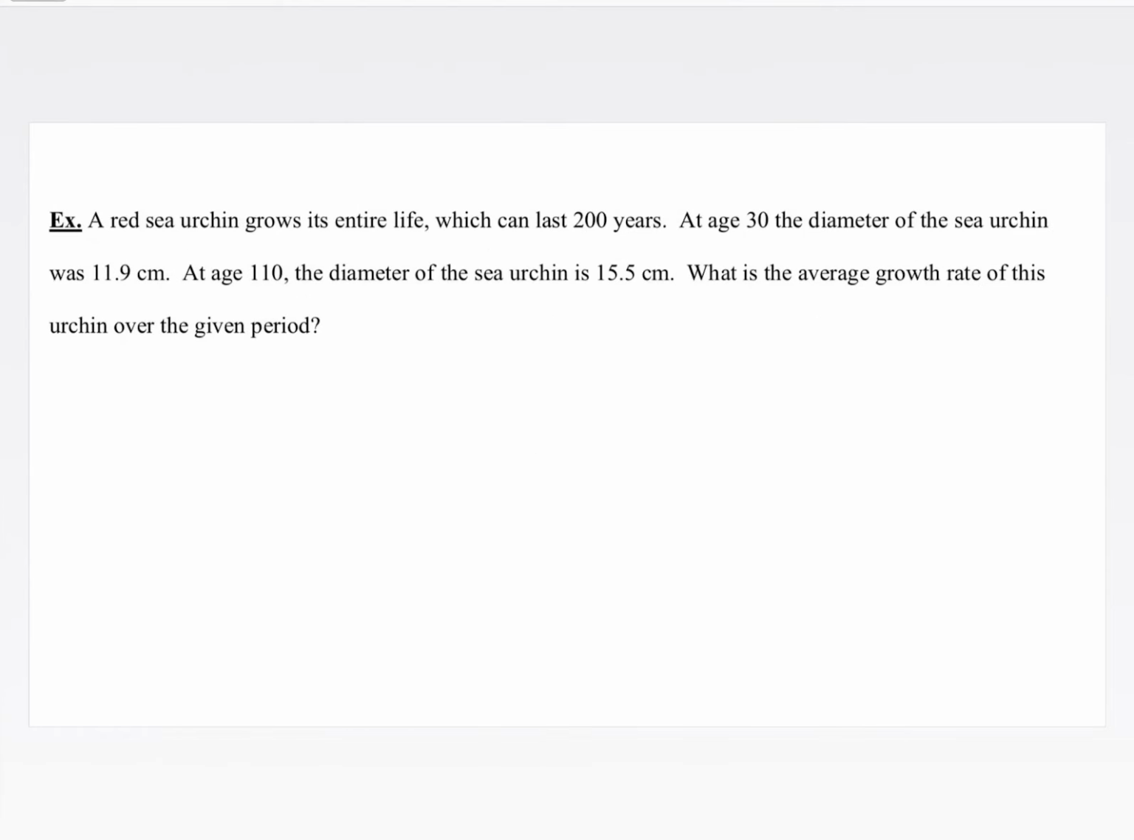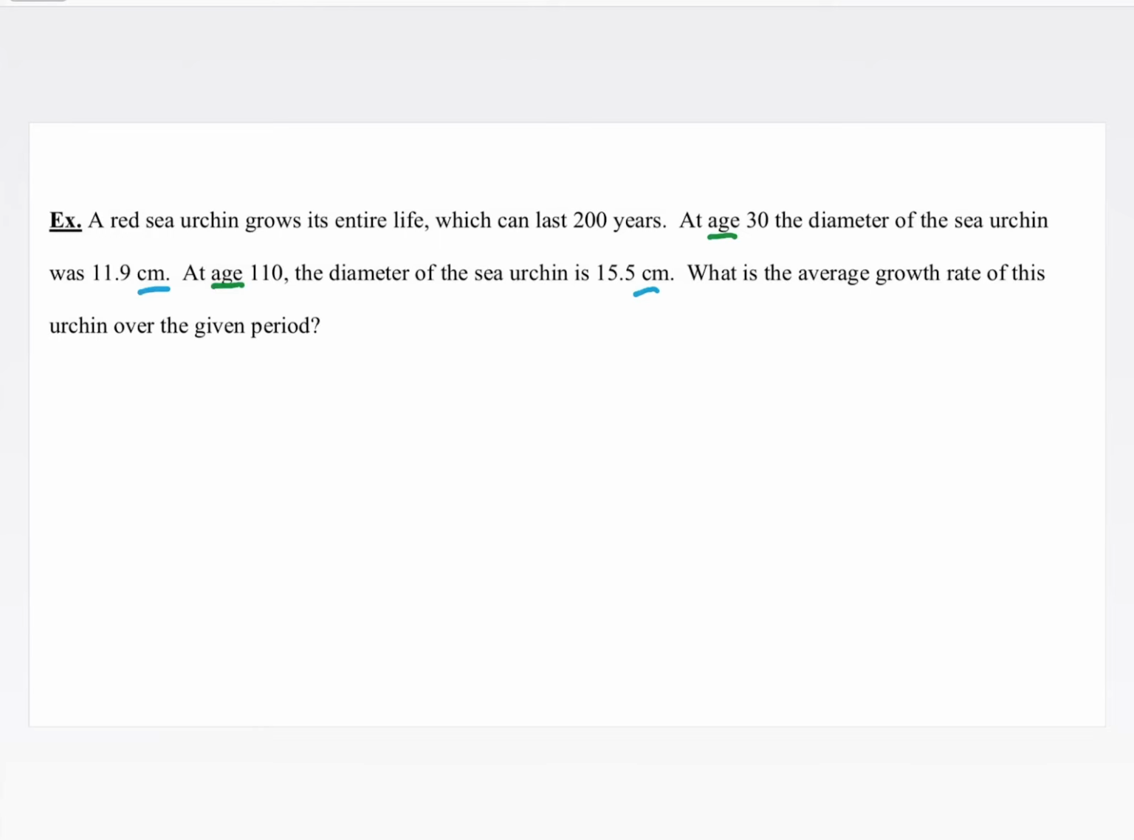So here we have an example. A red sea urchin grows its entire life, which can last 200 years. At age 30, the diameter of the sea urchin was 11.9 centimeters. At age 110, the diameter of the sea urchin was 15.5 centimeters. What is the average growth rate of this urchin over the given period? So we have two things. We're dealing with our age, and we're also dealing with centimeters. So this is where you need to think logically in order to differentiate between which will be your x variables and which will be your y variables.